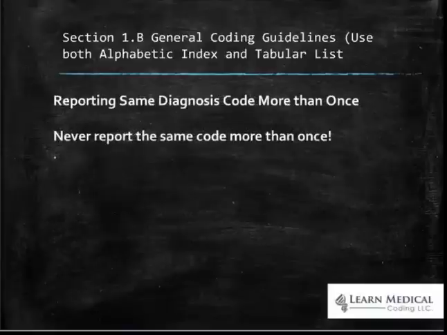Reporting the same diagnosis code more than once is not allowed. You should never have the same exact code listed. You may have a code that represents the right side of the body and a code that represents the left side of the body, but it will not be the same exact code.